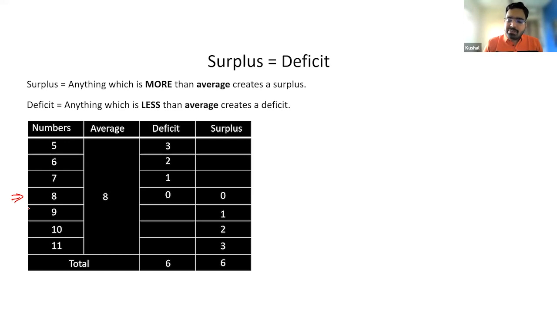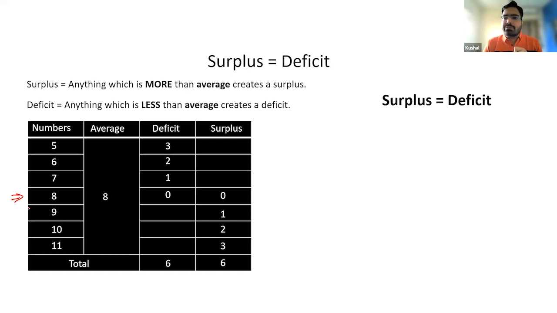So can I then very certainly say that my surplus will always be equal to deficit in any set of values which is given to me? Be it any question, of course, your surplus will always be equal to deficit. And that's the beauty of the concept: if you understand the concept, you can apply it wherever you are looking at things related to averages. So my surplus will always be equal to deficit.